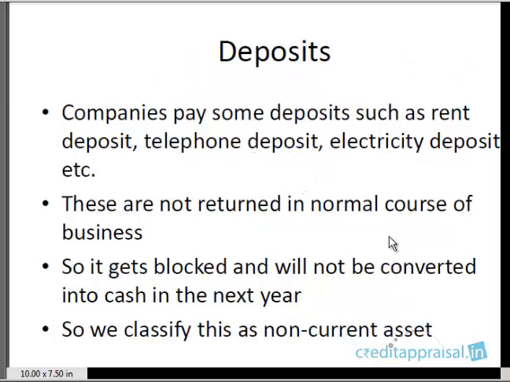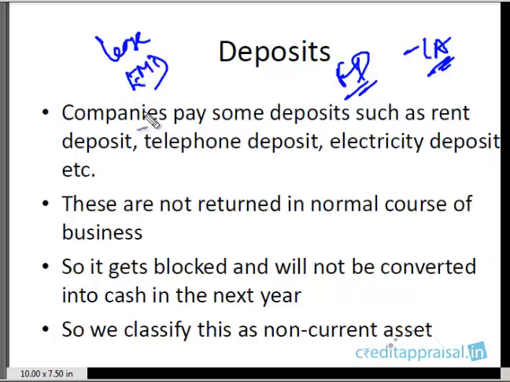So deposits we always classify as a non-current asset, except fixed deposit. Fixed deposit is classified as a current asset for the reason that if you want to cancel, you can cancel it. Of course, you will be losing some amount, but fine. You can convert it, right? So fixed deposit is something which we classify as a current asset. But all the rest of the deposits, lease deposit, and in contracts there is something called EMD, earnest money deposit, telephone deposit, electricity deposit, rent deposit, all deposits will be classified as non-current assets.